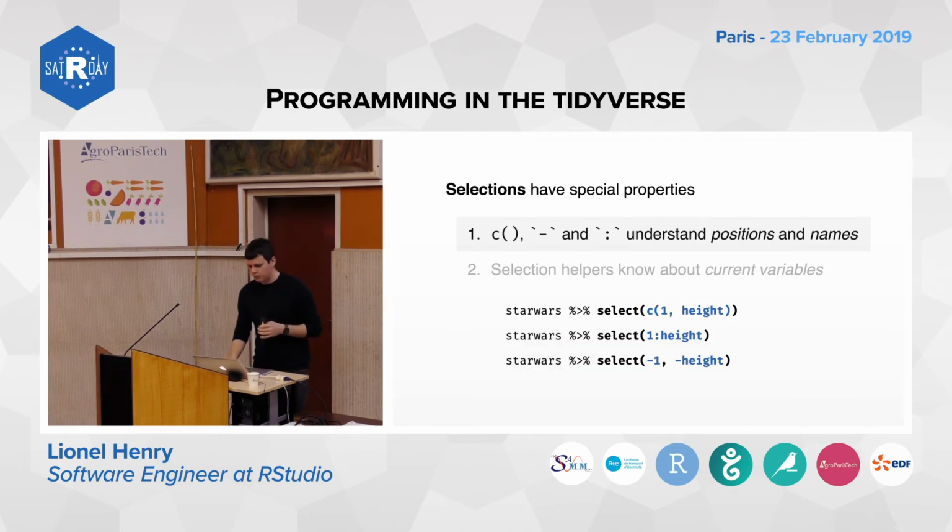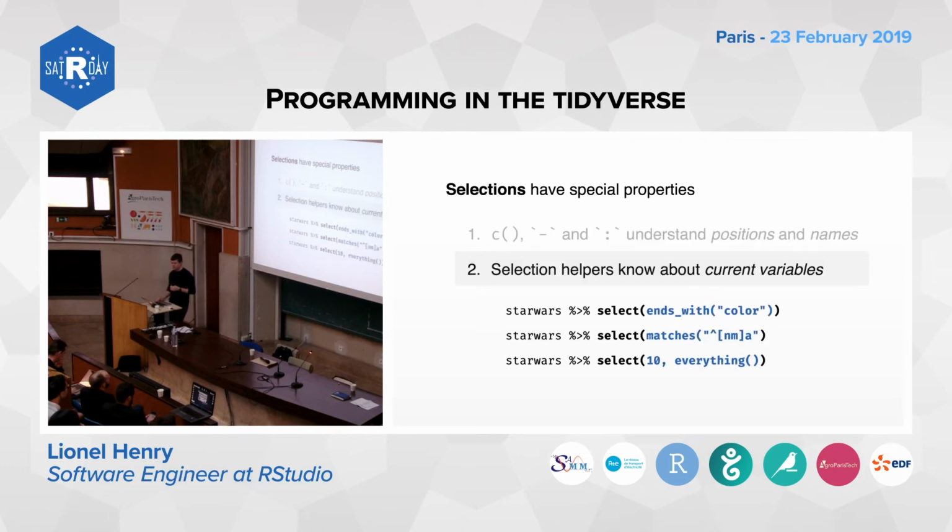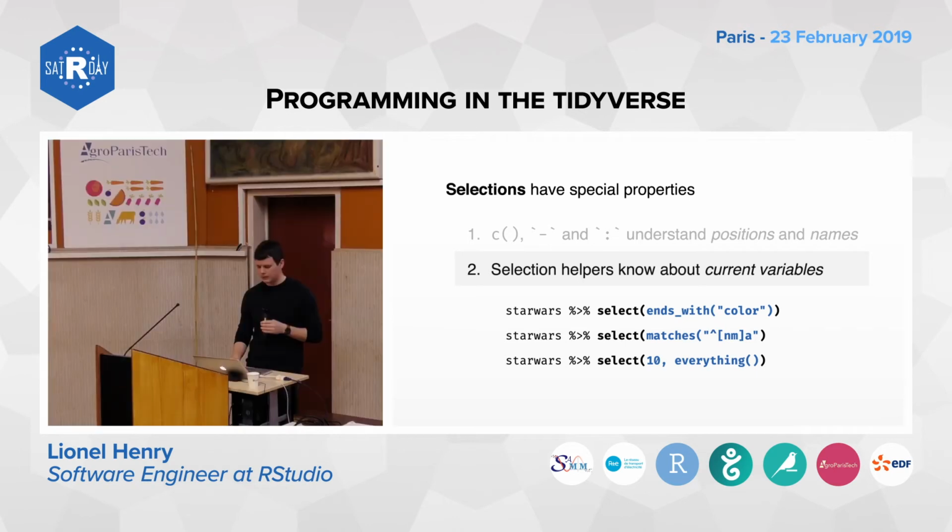So selections have special properties. We have the functions c, minus, and colon, and they understand positions and names. And that's why in select you can create these ranges of variables with the colon operator, which is very useful. You can negate variables to remove them from the selection. And then you have the selection helpers that are very useful.